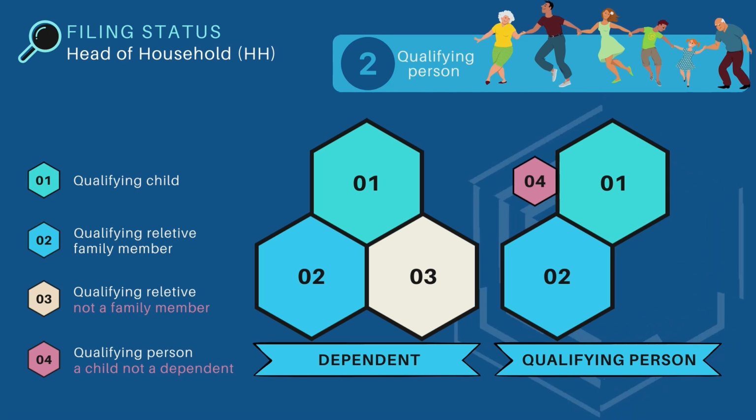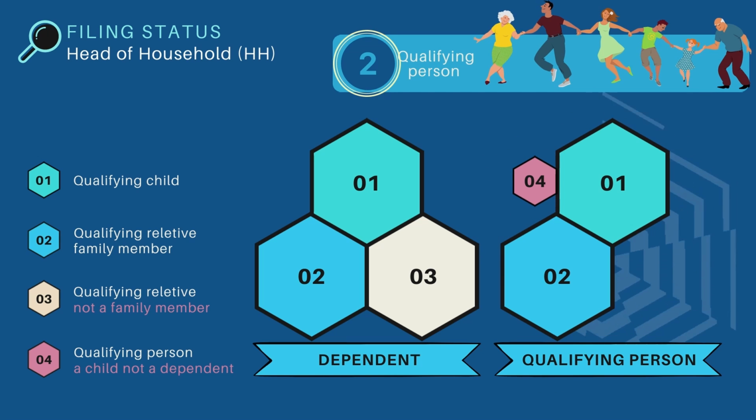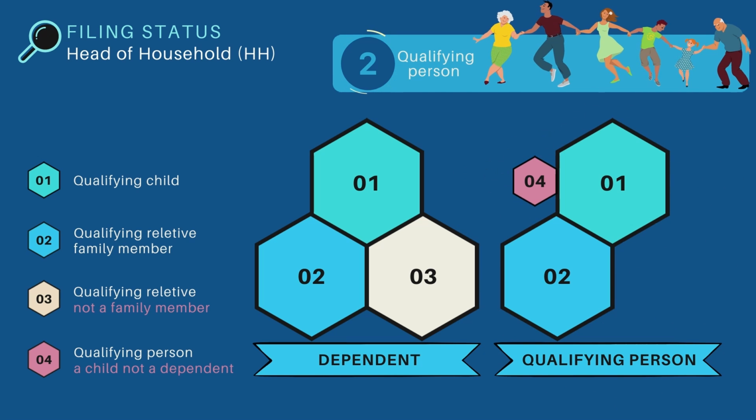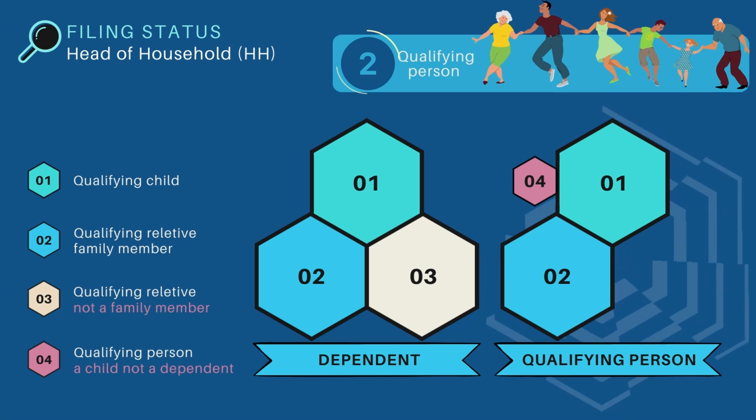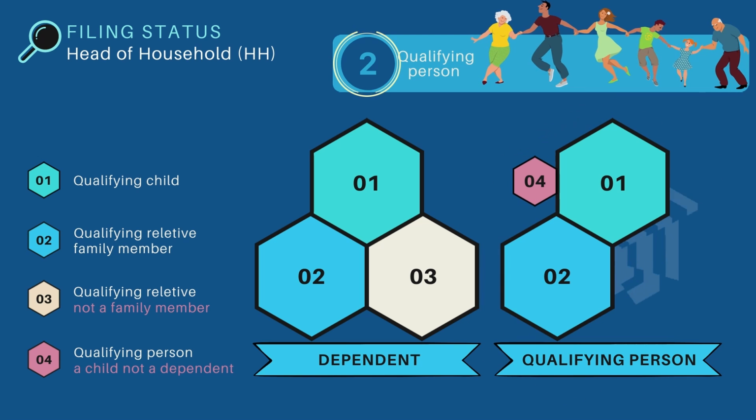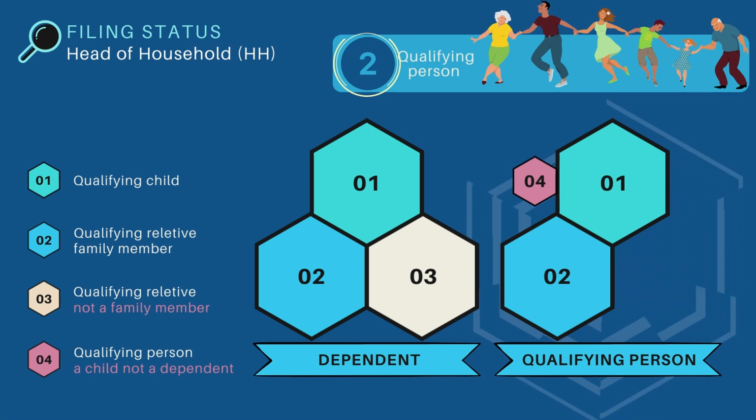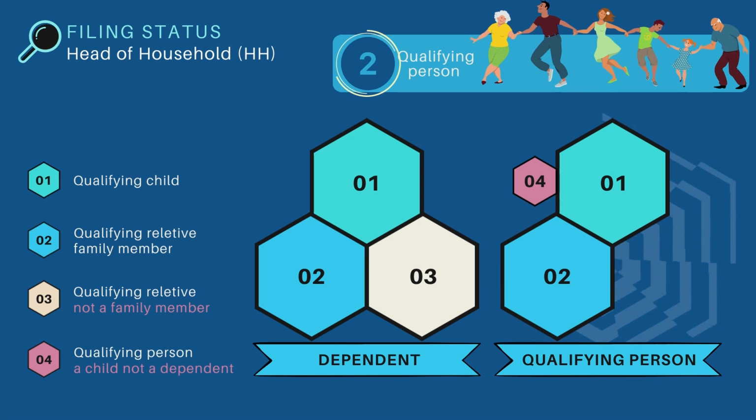A child of divorced or separated parents is the qualifying child of the custodial parent. However, the custodial parent can sign a written declaration, Form 8332, that he or she won't claim the child as a dependent for the year, and let the non-custodial parent claim the child as a dependent.